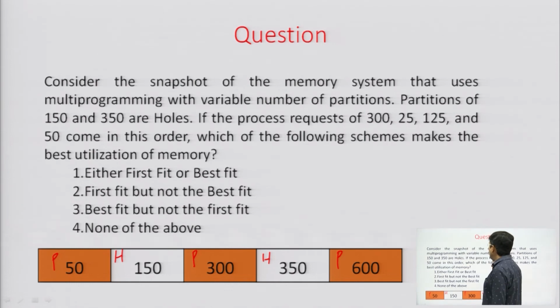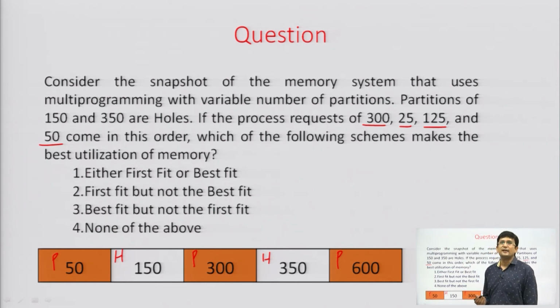Now, the process requests are 300, 25, 125 and 50. So, these are the process requests and we have to apply various schemes, because worst fit, first fit and best fit are being asked here. So, let us solve it with the help of this only. Let us apply the best fit algorithm.